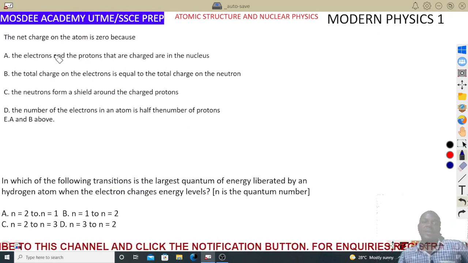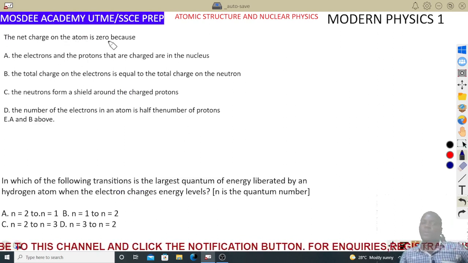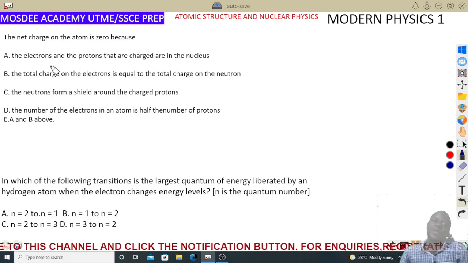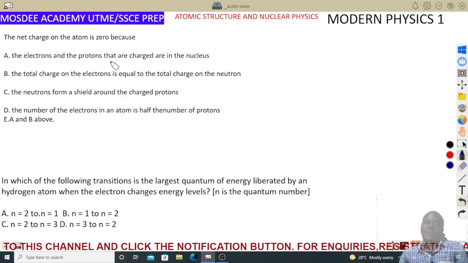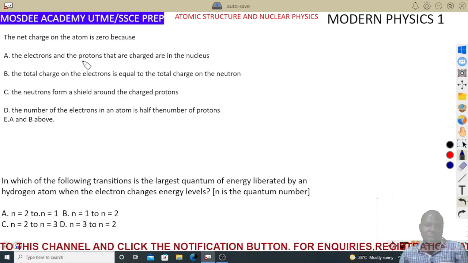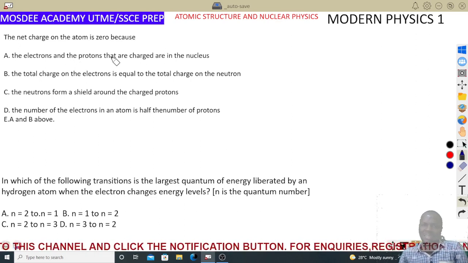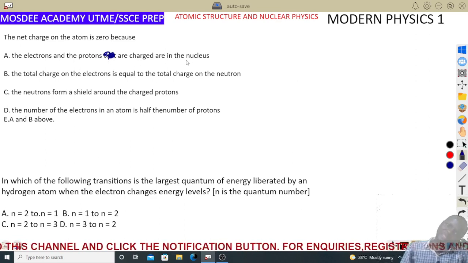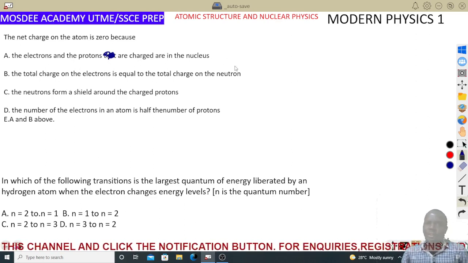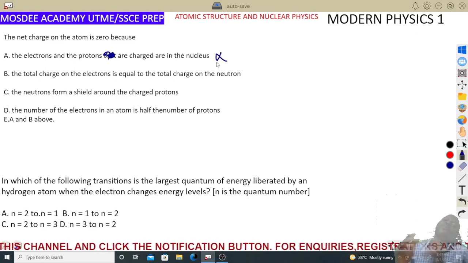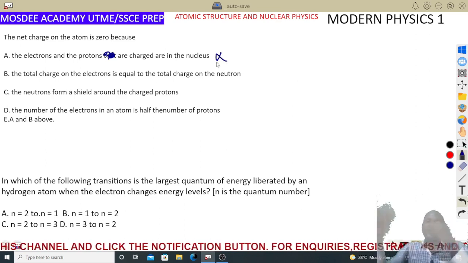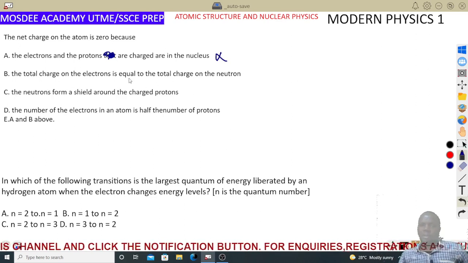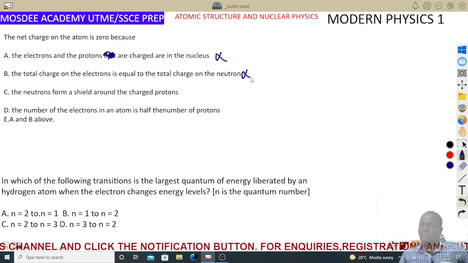Next question. The net charge on the atom is 0 before. I told you, the total charge of an atom is always 0. Because the electrons and protons are charged in the nucleus. Electron is not in the nucleus. You know, electrons from nuclear physics are found outside the nucleus. The total charge of an electron is equal to the total charge of a neutron. Charge of an electron is not equal to charge of a neutron.